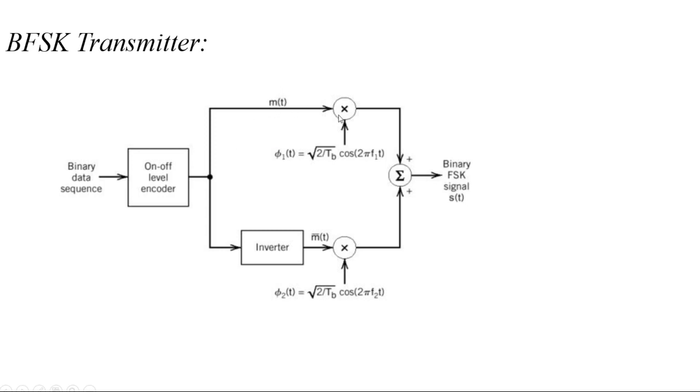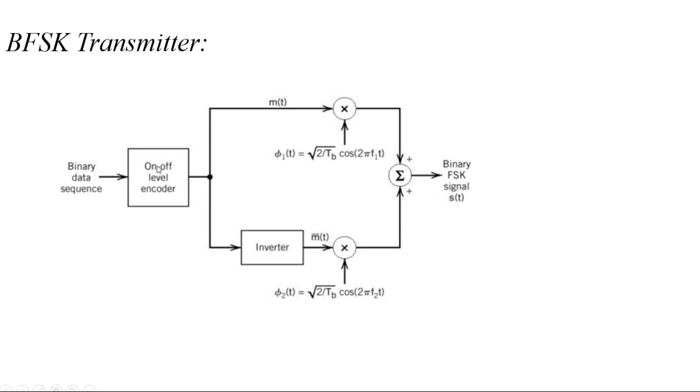So when symbol 1 is there, Eb is one input of this modulator, and 0 is one input of the other modulator. So this output will be 0, and this output will be root 2 Eb by Tb cos 2 pi f1 t. So we are having the signal S1 of t. S of t is equal to S1 of t.